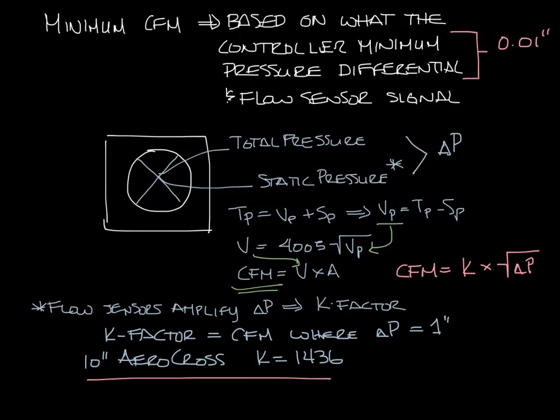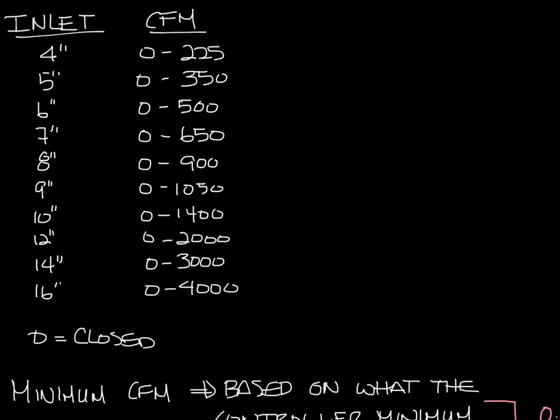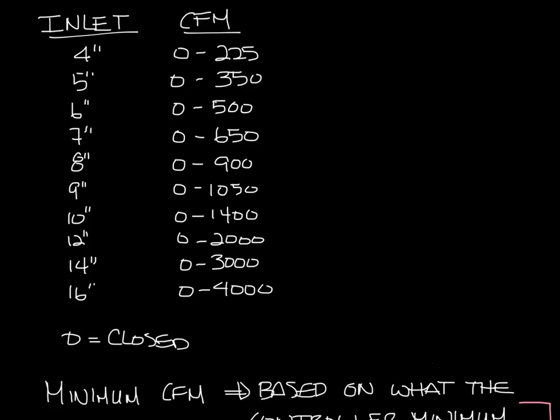Okay, so now let's calculate the minimum CFM of this 10-inch box that has an Air Cross in it. The CFM is the K factor, 1436, times the square root of 0.01, which is 143.6 CFM. I think our catalog says 145 because we round it up. So let's go back up to the top and put in our minimum CFMs based on the inlet size now. Size 4 is 30, size 5 is 40, then 45, 70, 90, and so on.